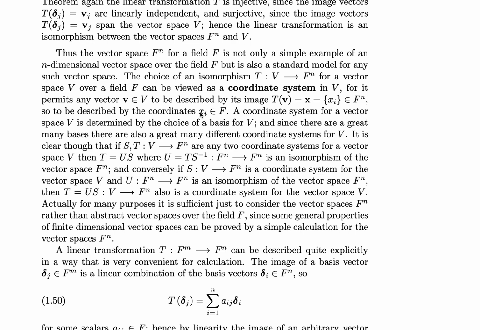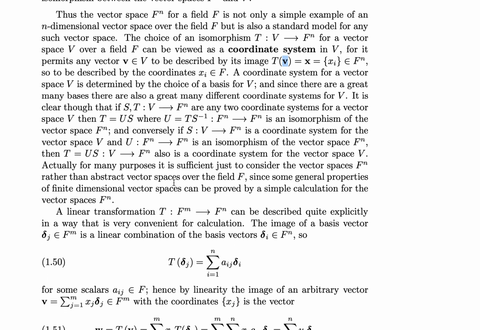Recall that the x_i are like your scalars, so you can think about this as a sequence of numbers x_i that describe your vector v. A very easy example of this is if we consider the vector space of polynomials with coefficients in some field. The natural isomorphism is simply selecting those coefficients, and we see those coefficients form a string of numbers that describe the vector, so you can think about this as the coordinates for the vector. A coordinate system for a vector space V is determined by the choice of basis for V. And since there are a great many bases, there are also a great many different coordinate systems for V.